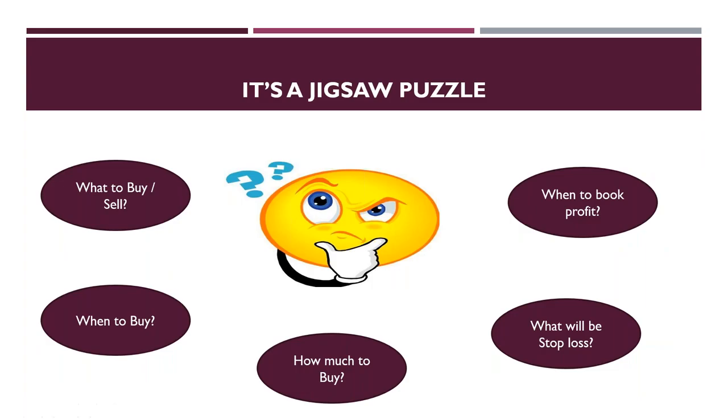Now we'll move to the detailed part of the system, like the entire jigsaw puzzle: what to sell, what to buy, how much to buy, what will be the stop loss, when to book a profit. Here, what I say is that catching the right stock is very important.